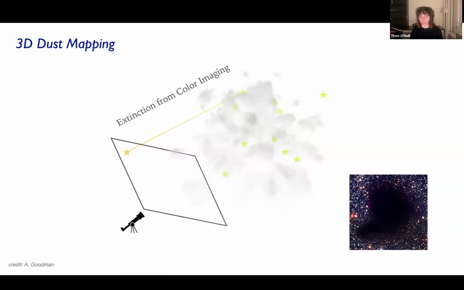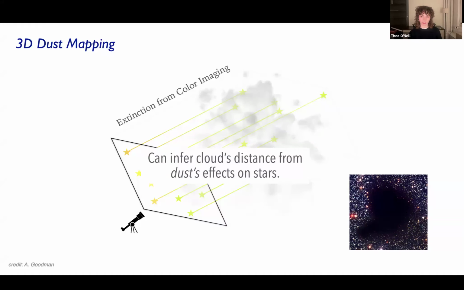So when we have millions to billions of stars, like we have now been made possible with the Gaia Space Telescope, we can use high-level statistical and computational techniques to infer how far away the dust clouds are from our own sun based on the dust's effects on stellar colors.